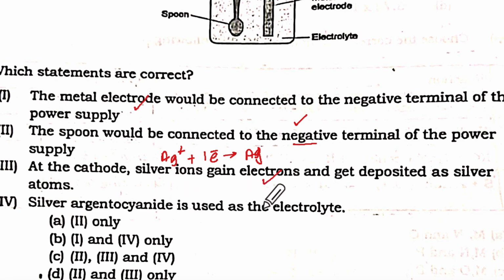Silver argentocyanide is used as the electrolyte. Not silver, it will be argentocyanide, not molten silver ion. So this is not correct. So it will be 1, 2, 3.